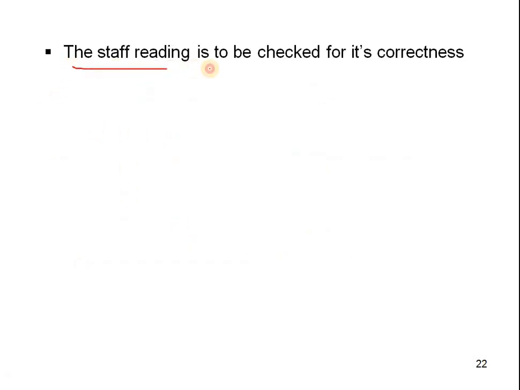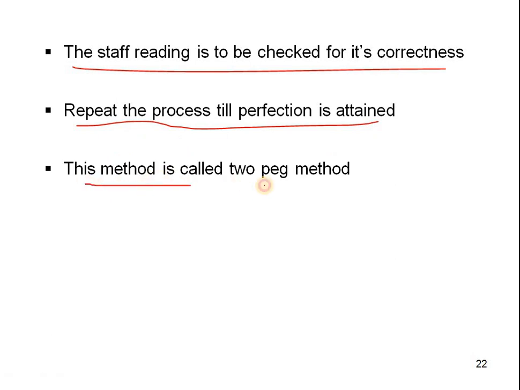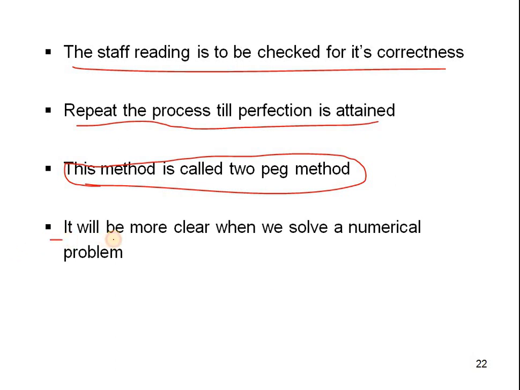The staff reading is to be checked for its correctness. Repeat this process till perfection is attained, and this method is called the two peg method. Next, it will be more clear when we solve a numerical problem.